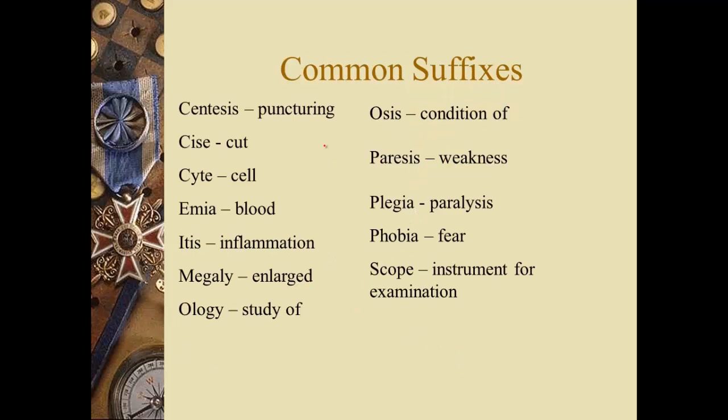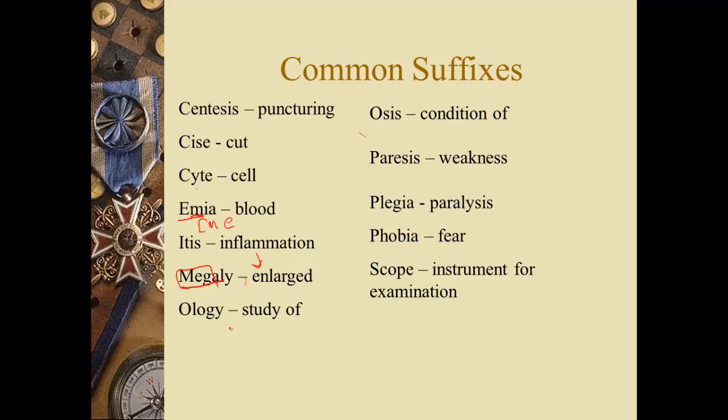All right, so what are some common suffixes? Again, these are going to be things you need to learn. Put these on note cards or whatever it is that you're going to do to remember these. You have got to learn these, memorize them, and know how to use them. So centesis is puncturing, cide is cut, cyte means cell, emia means blood, or em, anytime you see the em or eme. Itis is inflammation. Megaly, I always think mega is big, and that does, it means it's enlarged.